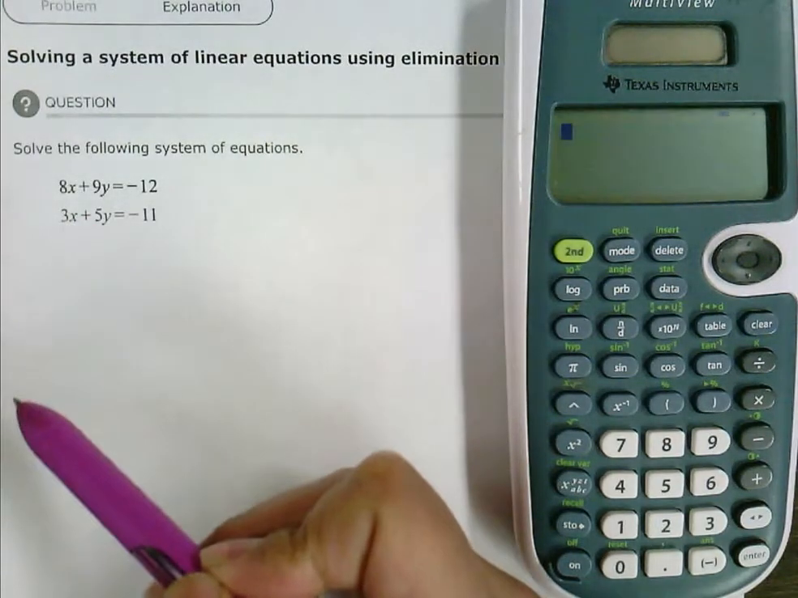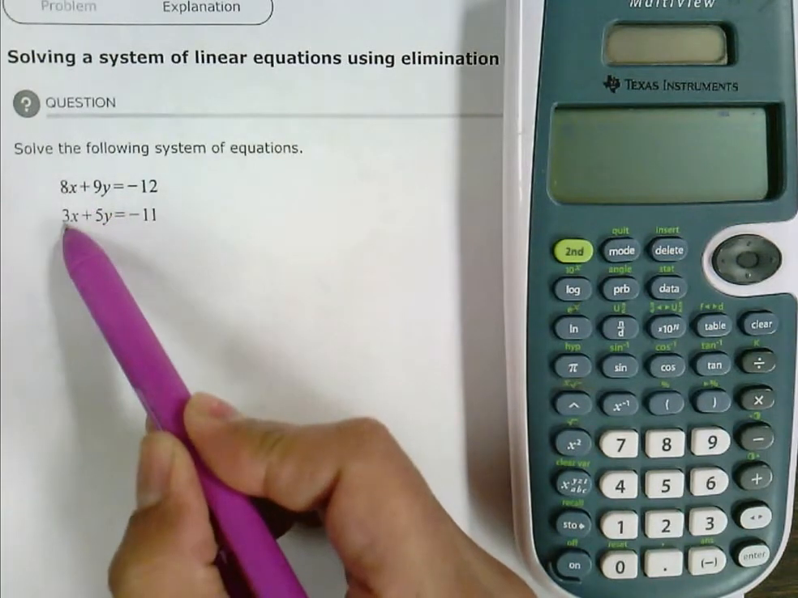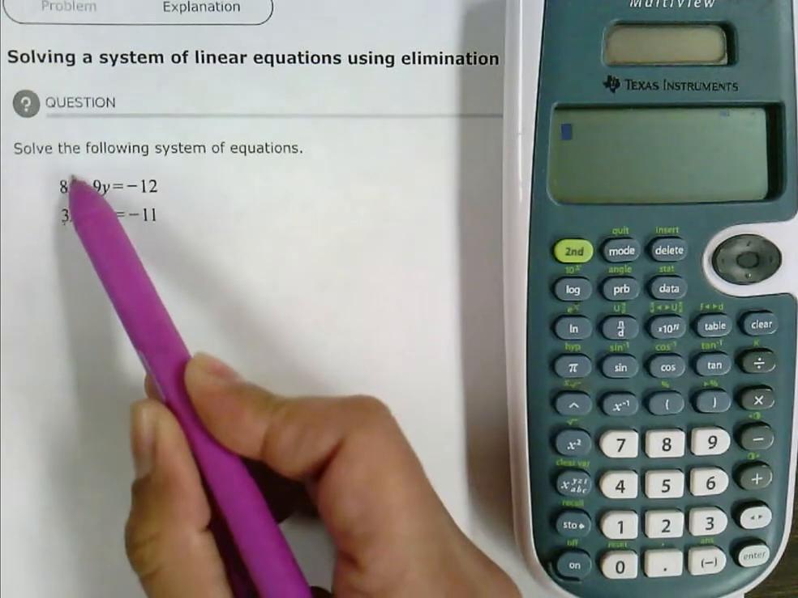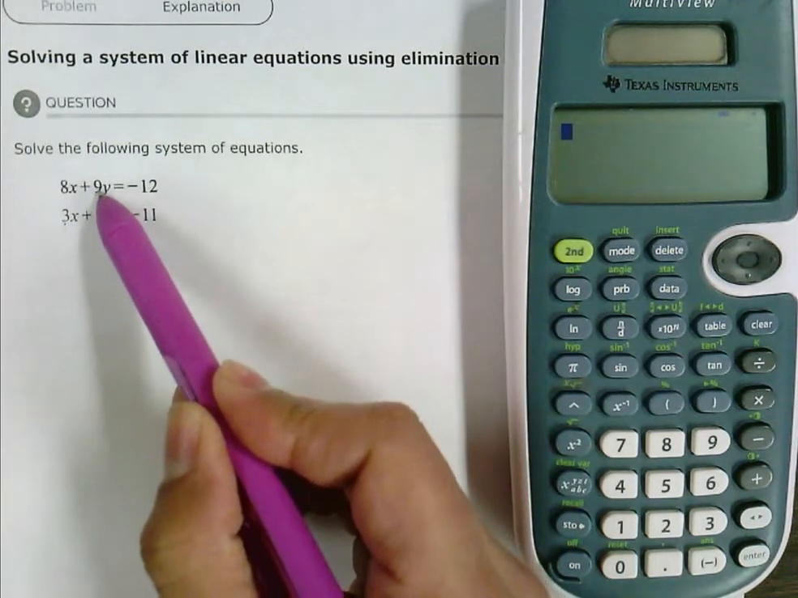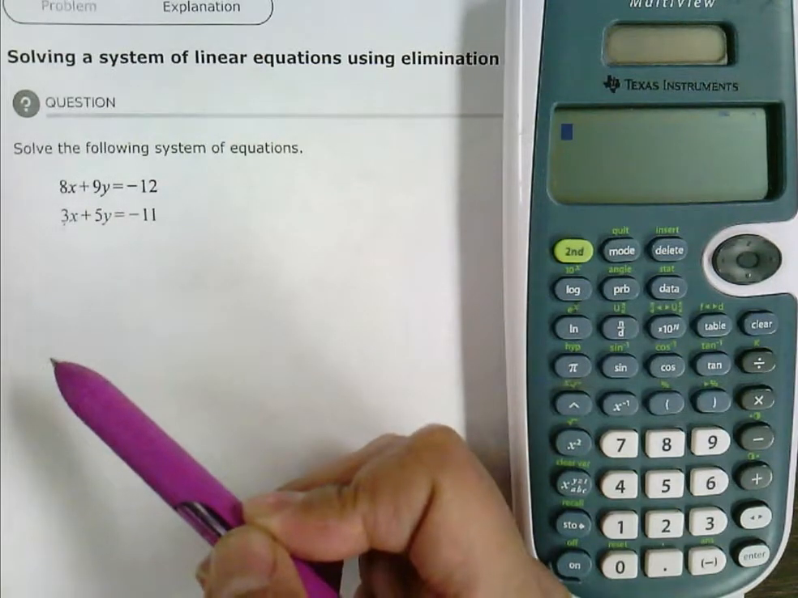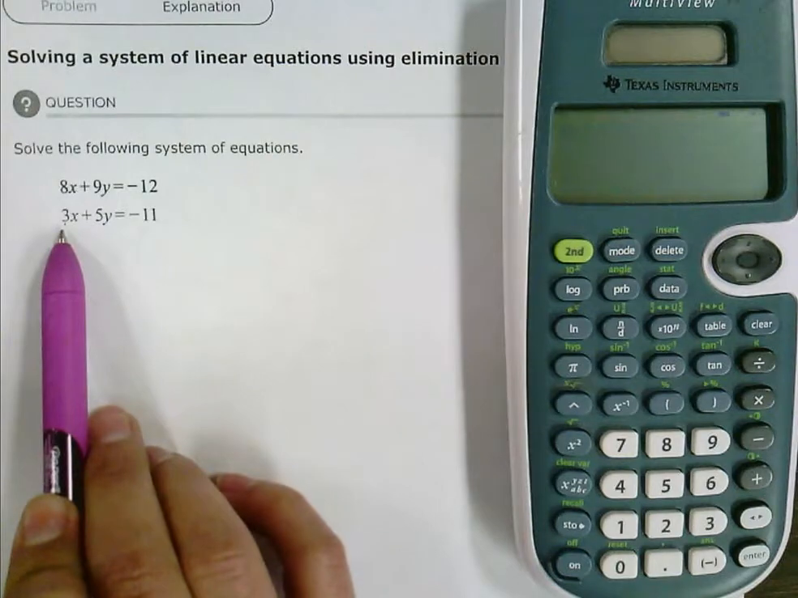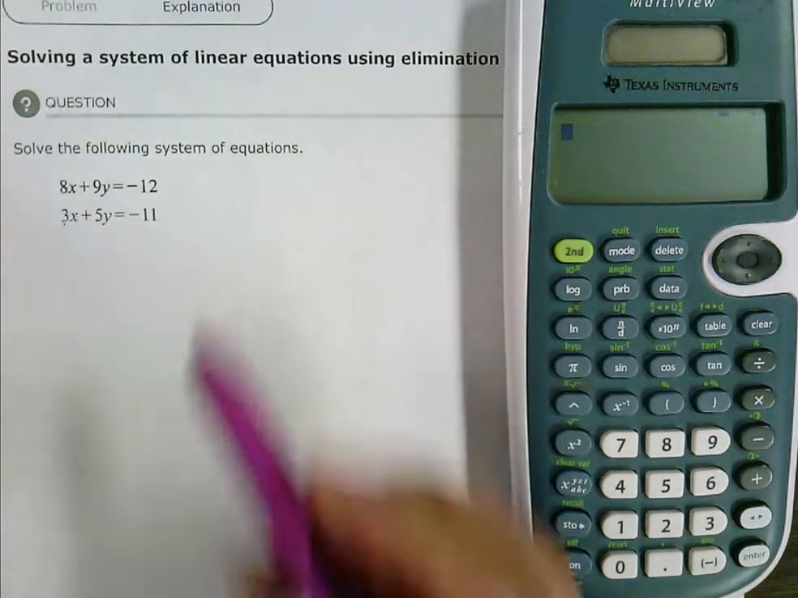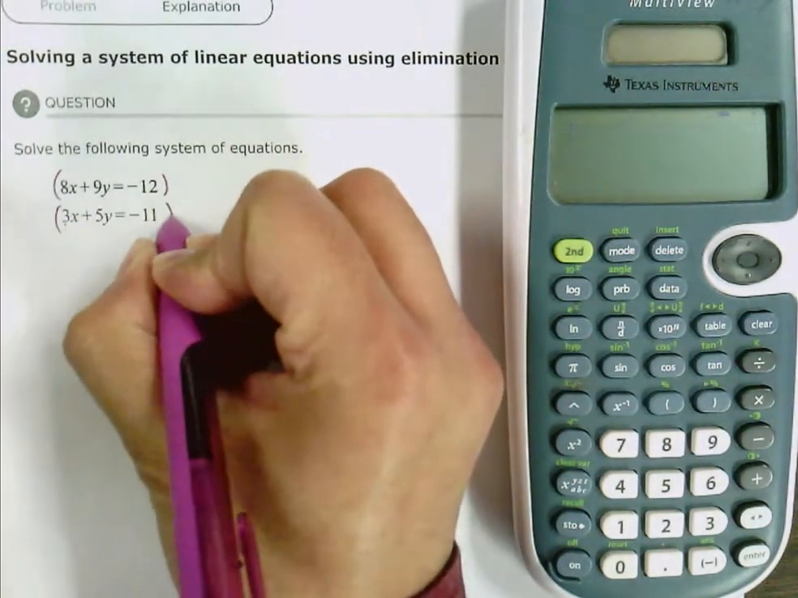Let's first determine which variable we want to eliminate. When you look at 8 and 3, you have to determine what multiple they both go into. So 8 and 3 both go into 24. When you look at 9 and 5, they both go into 45. So now that we've considered their least common multiple, we want to determine which would we rather change. I usually encourage students to go with the smaller one. So in this case, we'll change the 8 and the 3 to 24s.